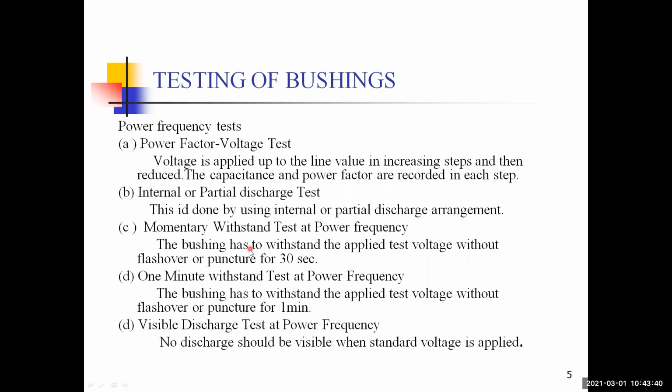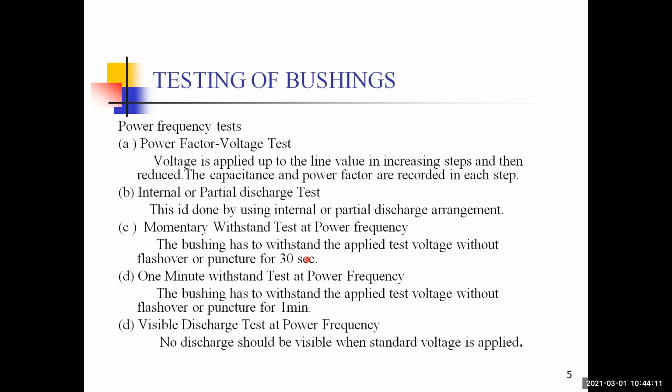The bushing has to withstand the applied test voltage without flashover or puncture for 30 seconds. So these are the standards. It can withstand that much voltage for up to 30 seconds and work properly, otherwise there is damage to the system. If the bushing withstands the applied voltage without flashover or puncture for 30 seconds, then the device will be called good.